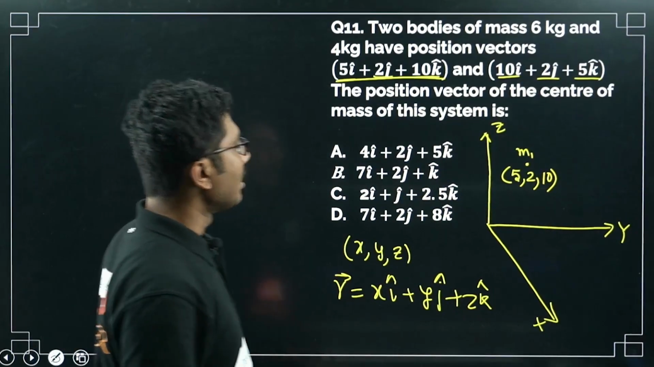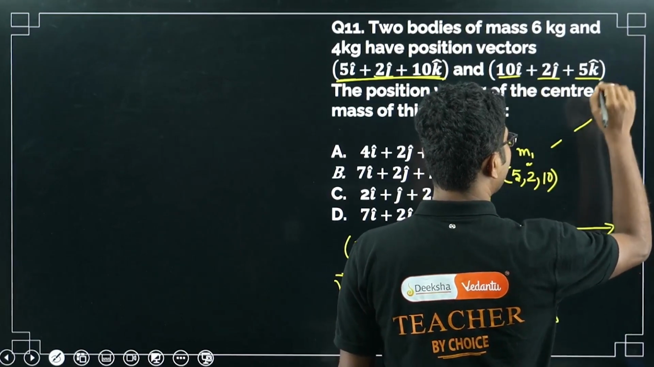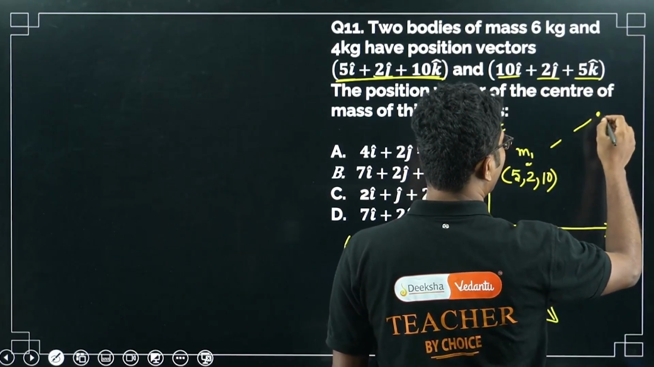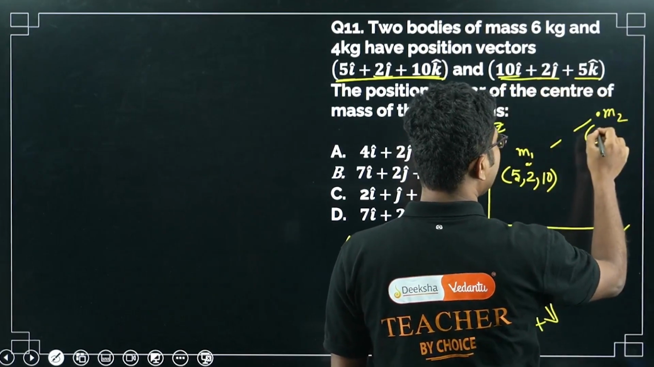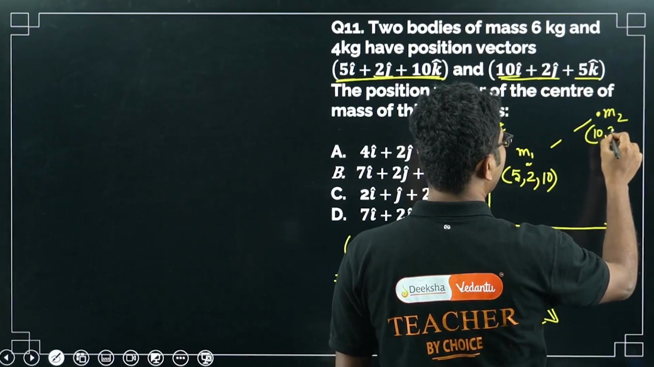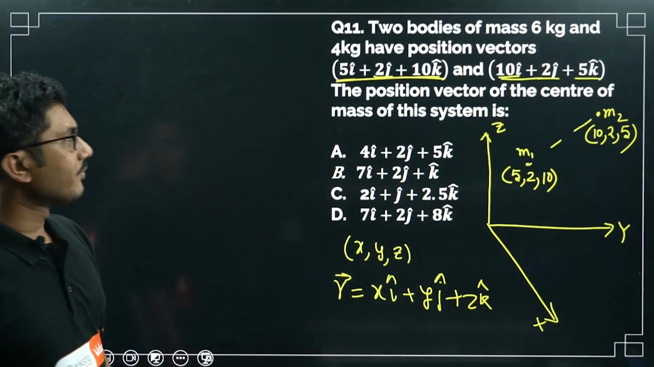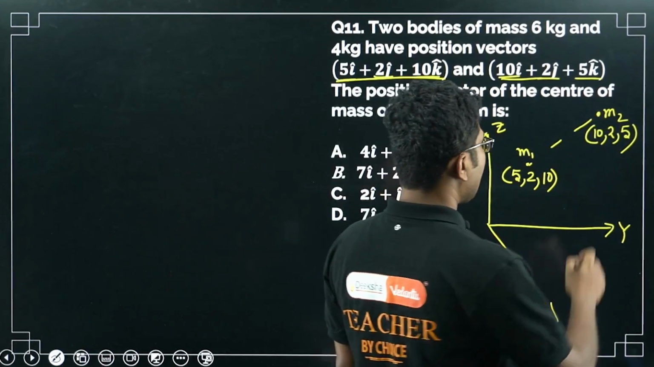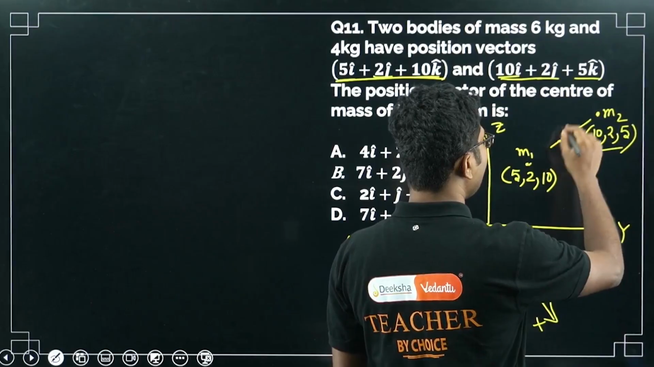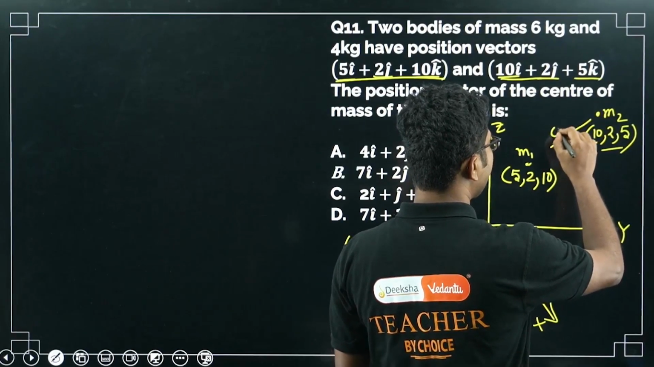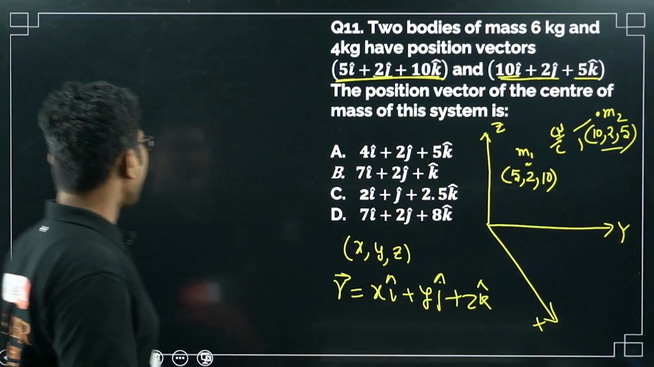This is m1. So what is m2? M2 is located somewhere else in the same coordinate system. So this is m2, and its coordinate is 10, 2, 5, right? So this is the coordinate of the second point. Now what they have asked you is to find the center of mass. Center of mass will be somewhere in the middle, okay? So this is suppose cm. You have to find the coordinate for this cm.